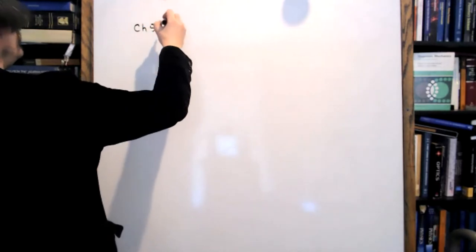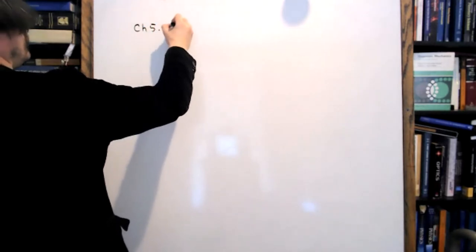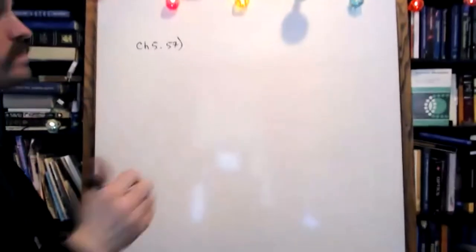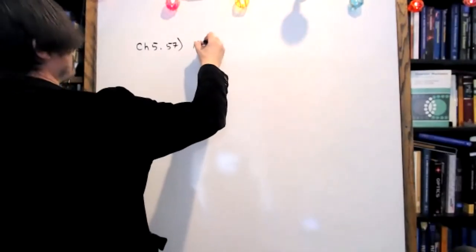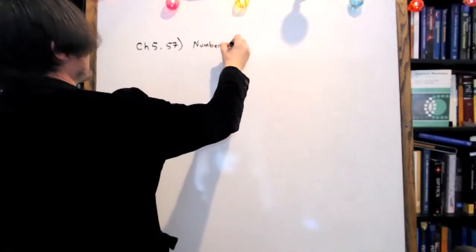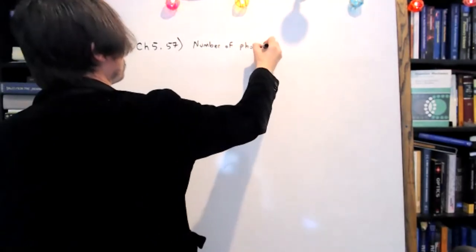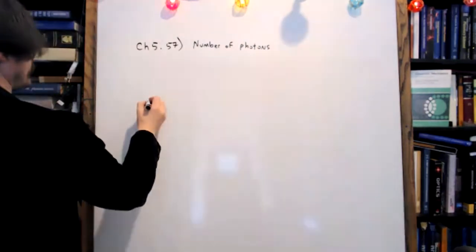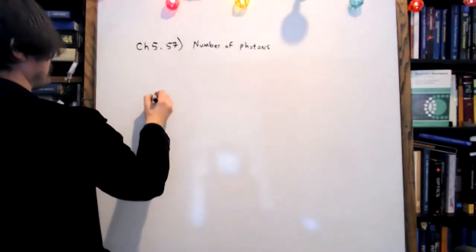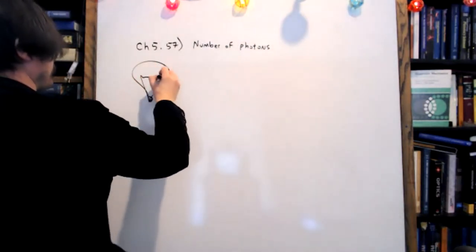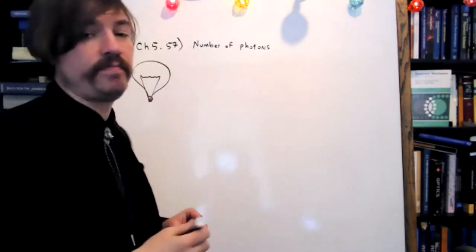Wait, so this is chapter 5. What did you say again? 57. Okay, what's the title? How many photons? Okay. Suppose that all the energy from a 100-watt light bulb came in the form of photons with wavelength 600 nanometers. Is that how I say it? Yeah, and that is right.